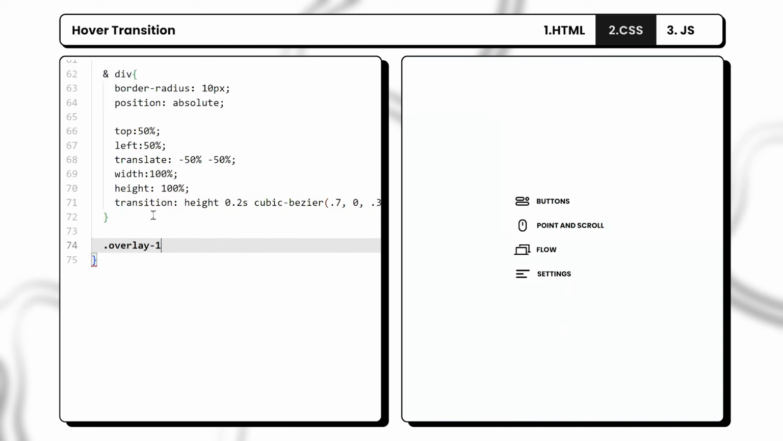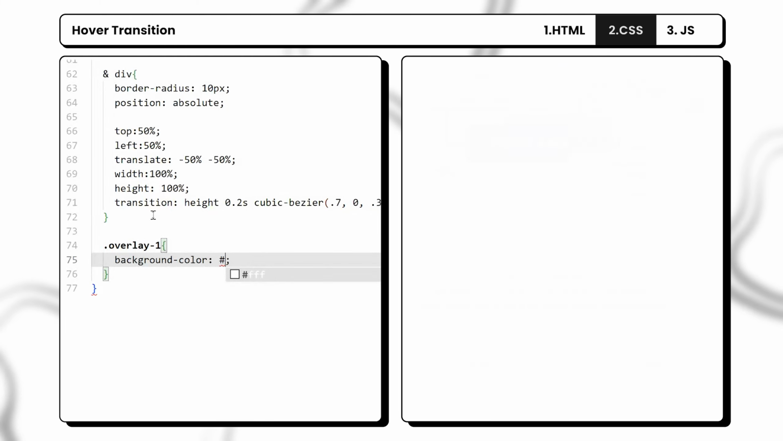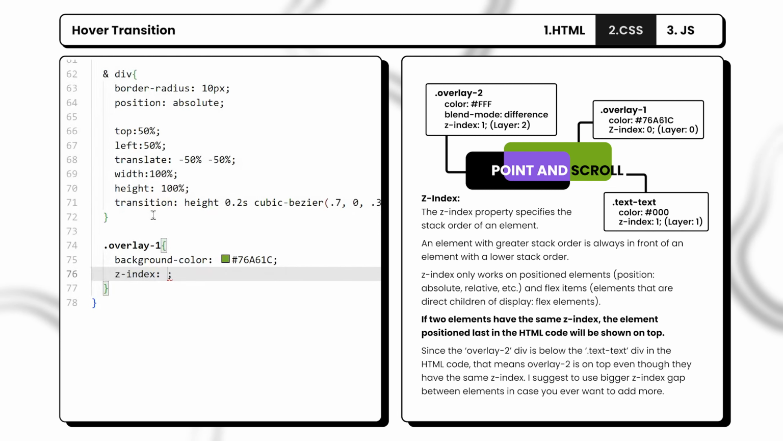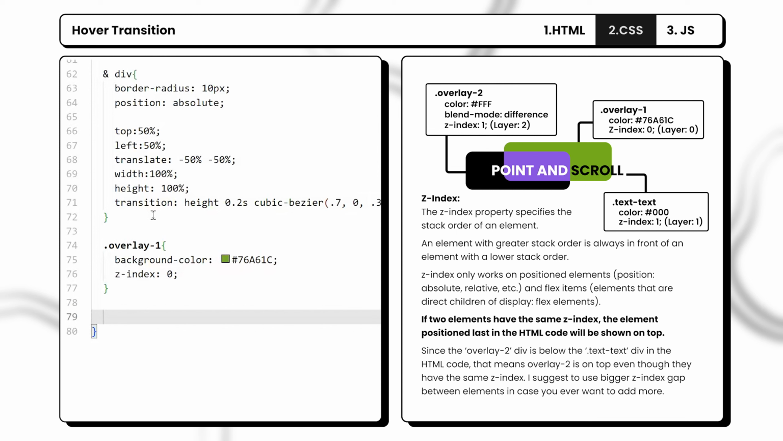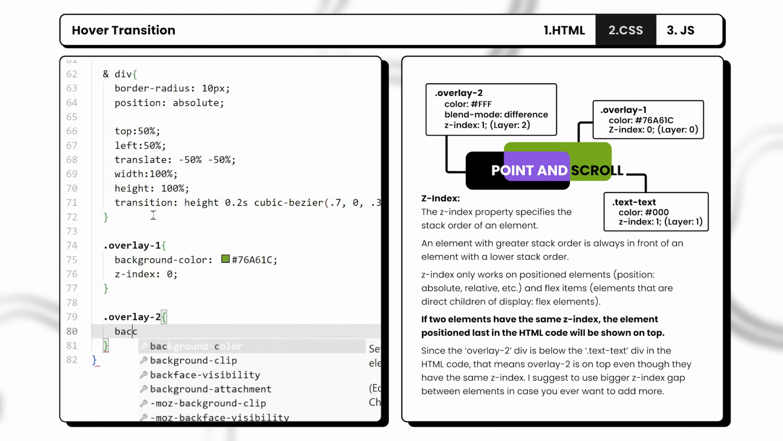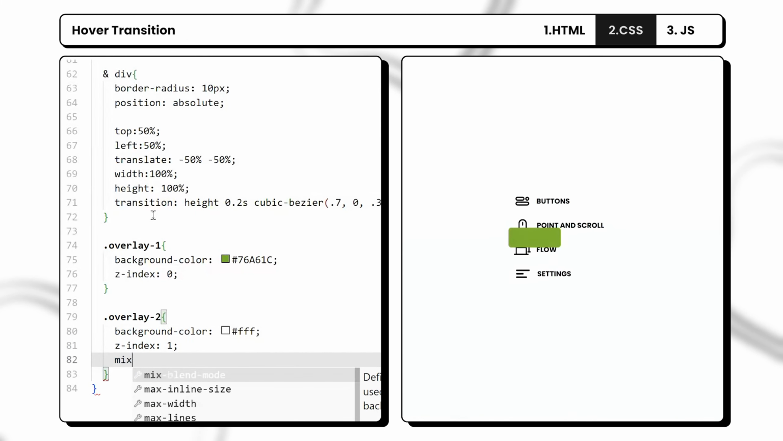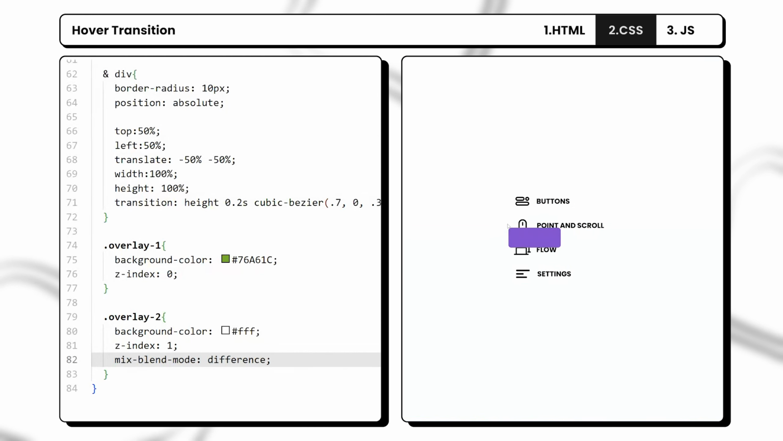We will begin by giving it a background color of #76A61C, and we will give it a Z index of 0. And then for overlay 2, we will have a background color of white and a Z index of 1. And lastly, we will set mix blend mode to difference. However, as you can see, the illustrations and text are not showing.